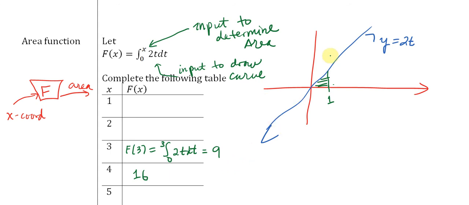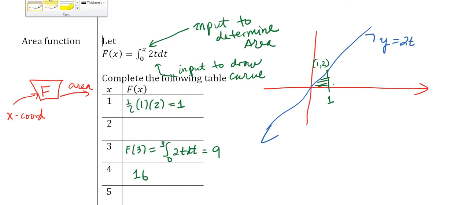And so let's figure out the rest. If we want to find f of 1, we plug 1 here. This point here is going to be (1, 2). So you have a triangle with an area formula 1/2. The base is 1. The height is 2. So you're going to get 1.